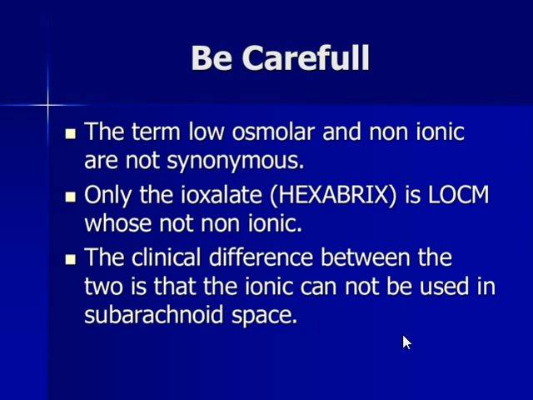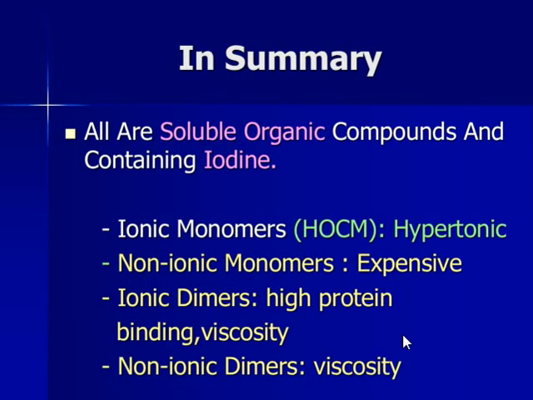Okay? So, to summarize what's been said, all of them are soluble organic compounds and contain iodine, the LOCM and HOCM, I mean the soluble ones. I'm not talking about barium, we'll talk about it later. They are either ionic monomers like HOCM, which are hypertonic or hyperosmolar. Non-ionic monomers are expensive and need to be warmed up because they show high viscosity at room temperature. Ionic dimers have high protein binding with high viscosity, and the non-ionic dimers also have higher viscosity.